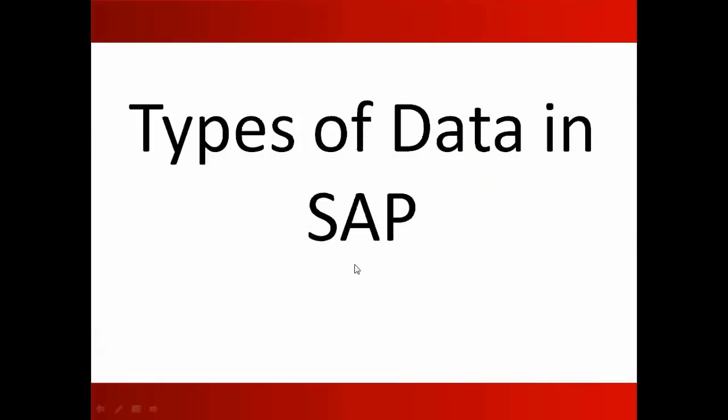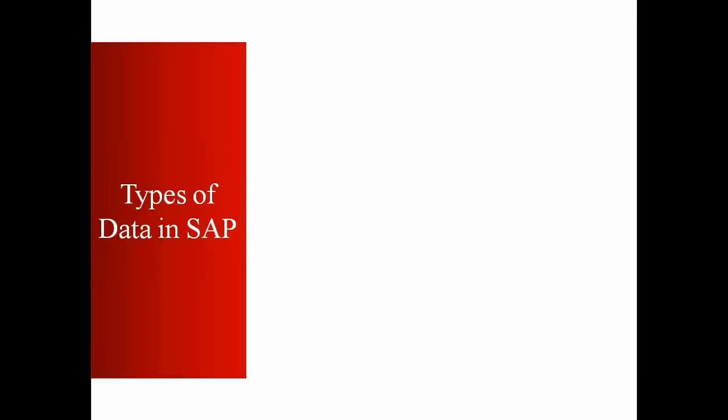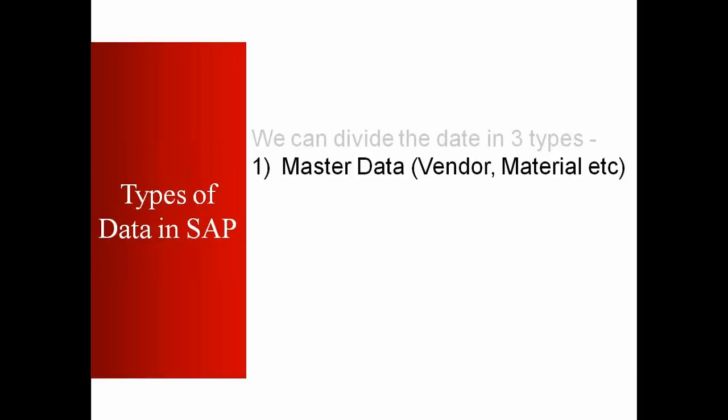Now let's move forward. Now we'll talk about types of data in SAP. SAP data can be divided into three different types. The first type is your master data. What is master data? Master data is like a vendor. We create a vendor, we create a material, we create a customer, or we can create a pricing record. So these are the master data. Master data will be used in the transaction data. So the first type is the master data.